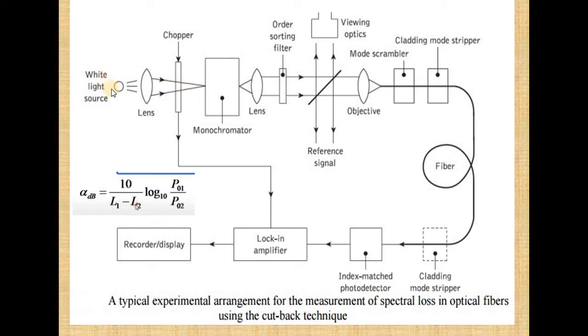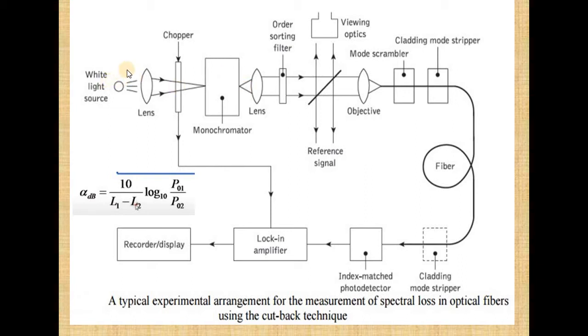Now we are going to use a white light source. This white light source can be a xenon arc lamp or a tungsten halogen lamp. Then the rays are passed through the lens and chopper and given to the lock-in amplifier. After that, it is going to pass through the monochromator. The monochromator is used to select the required wavelength at which the attenuation is to be measured.